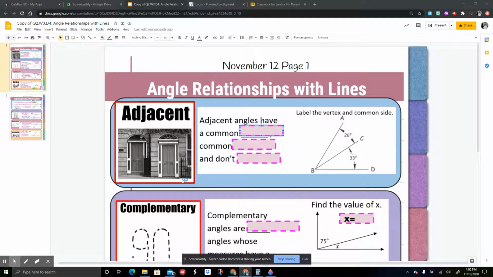Angle relationships with lines. Adjacent. Adjacent angles have a common side, a common vertex, and they don't overlap.